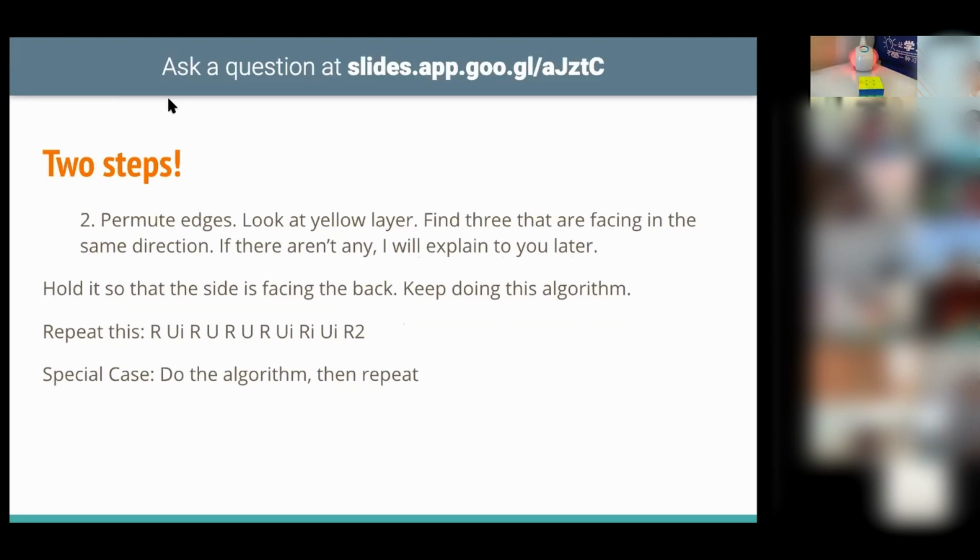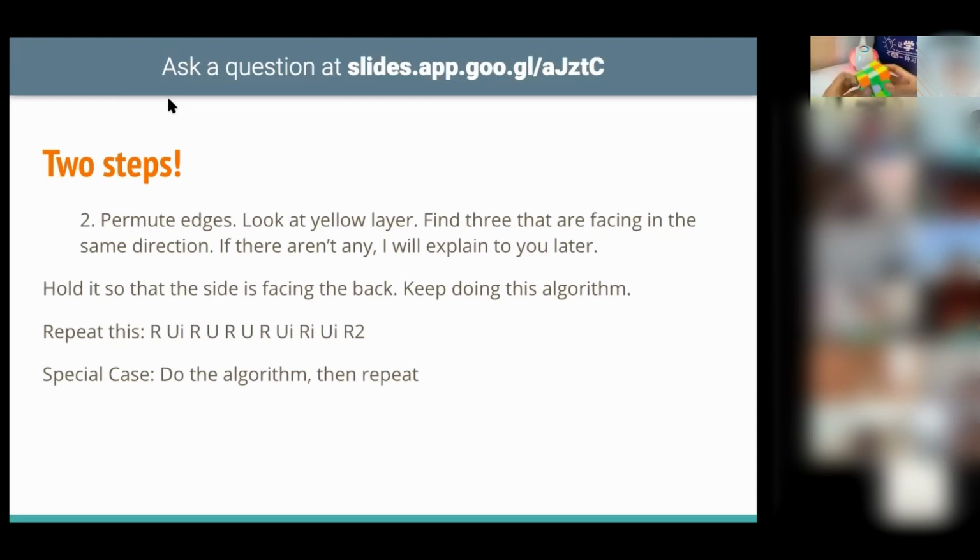Finally, we are going to permute the edges. So now we look at the yellow layer, and this is very similar to permuting the corners, except you're looking for three that are connected. So like these three are connected.